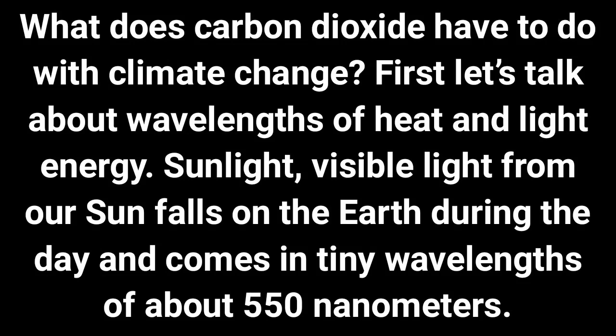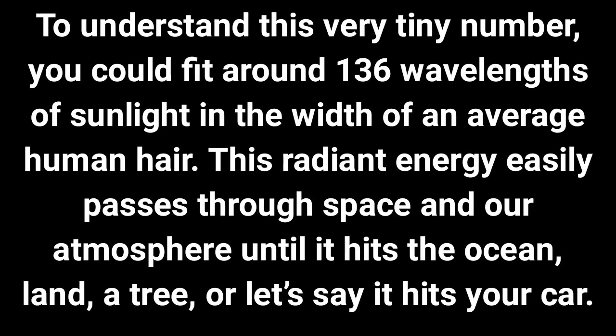What does carbon dioxide have to do with climate change? First, let's talk about wavelengths of heat and light energy. Sunlight, visible light from our sun, falls on the Earth during the day and comes in tiny wavelengths of about 550 nanometers. To understand this very tiny number, you could fit around 136 wavelengths of sunlight in the width of an average human hair.